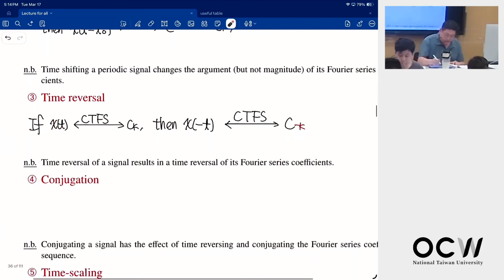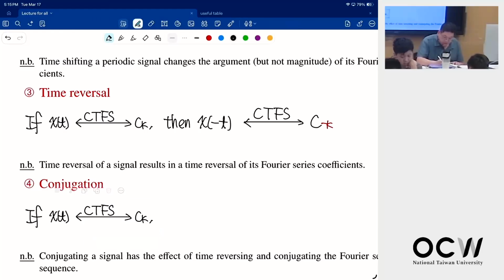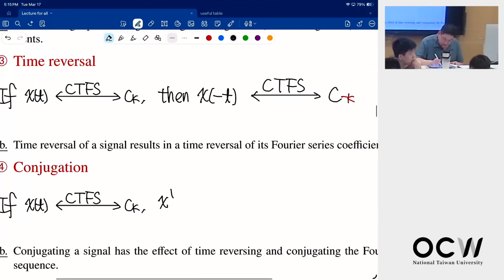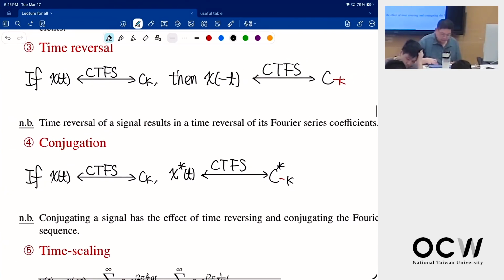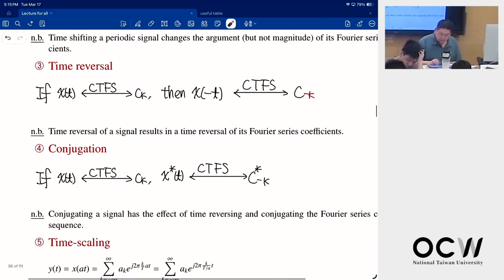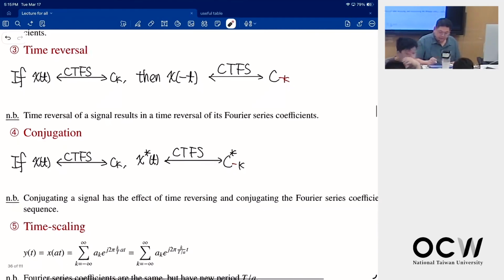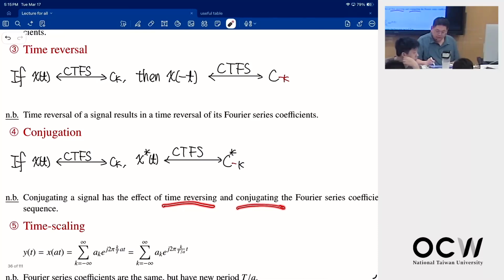Conjugation. If I do the conjugation, x conjugate, what happens to your coefficient? Do you have to calculate that again? No, it's just conjugate, but also we have a minus. So you flip and then do the conjugation. So for the conjugation of a signal, I have the effect of time reversing and also conjugating the coefficients.